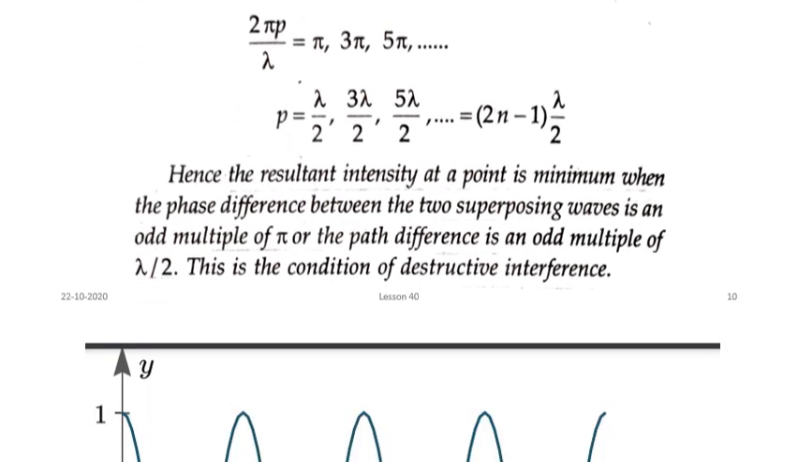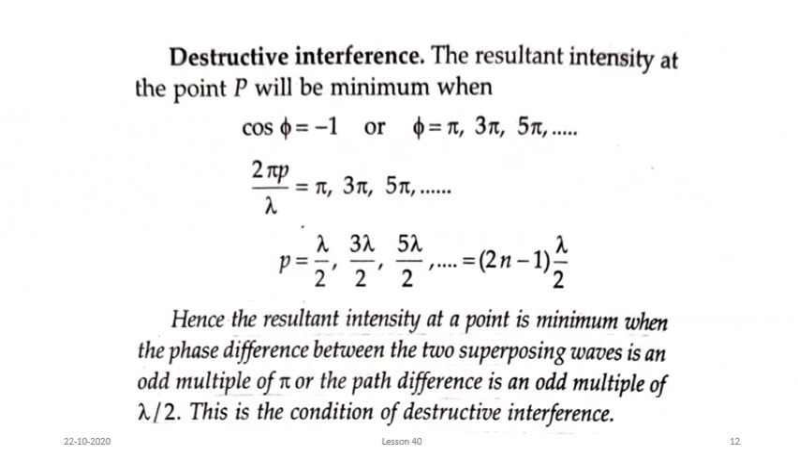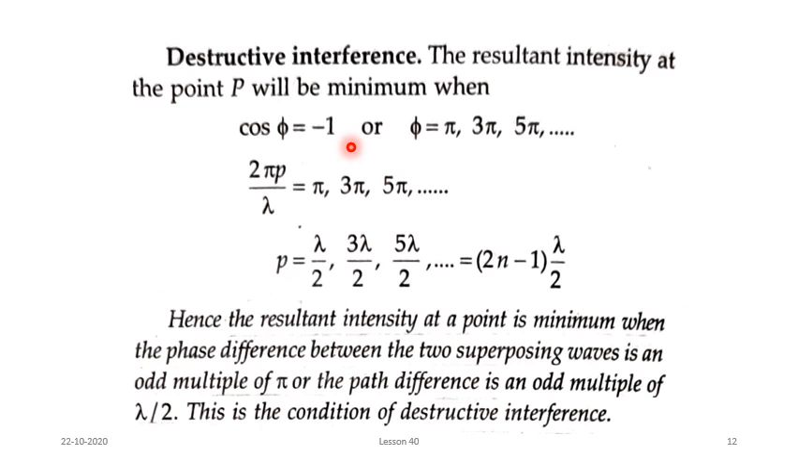So let us take a look at this curve. This is again your cos curve. Now when is your cos -1? It is -1 when the angle is how much? Pi. 3 pi. 5 pi. So what do you notice here? My cos will be negative whenever my angle is an odd multiple of pi. In that case, cos phi equals -1.